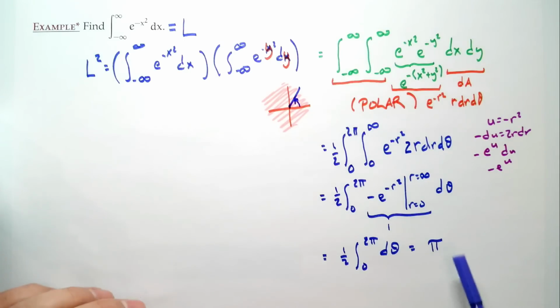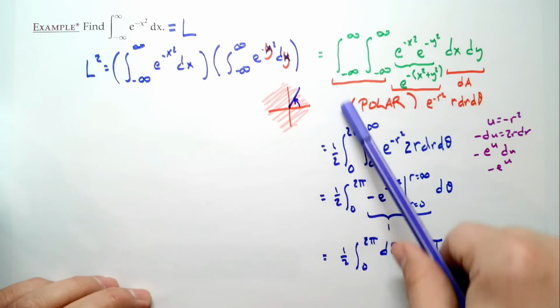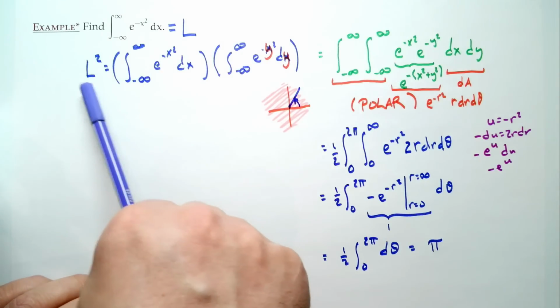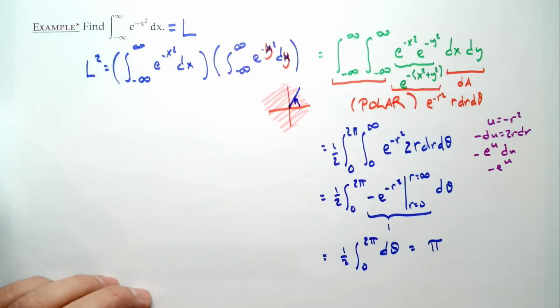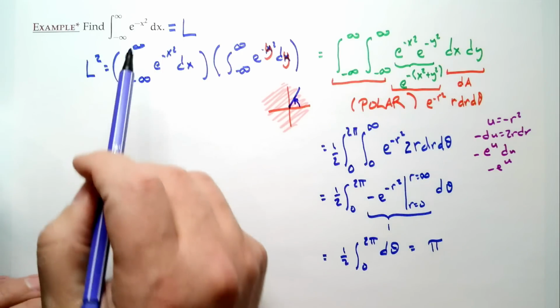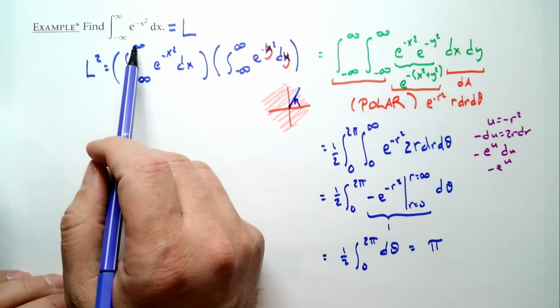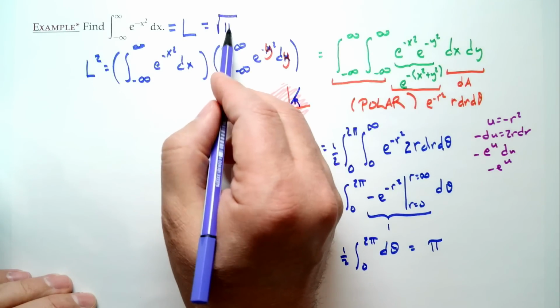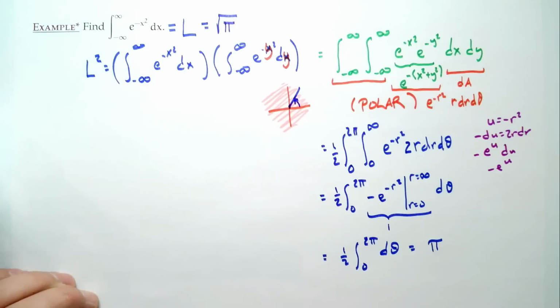Now, is this the answer? Well, let's follow it back. We're going along the equal signs, and we see, it's not L, but it's close. It's L squared. So, what is L? Well, it's the square root of that. And now you might say, well, plus or minus? No, we just want the plus, because this integral is integrating a function which is always greater than or equal to 0. And so our conclusion is that L is the square root of pi. And that's it. There's the answer.